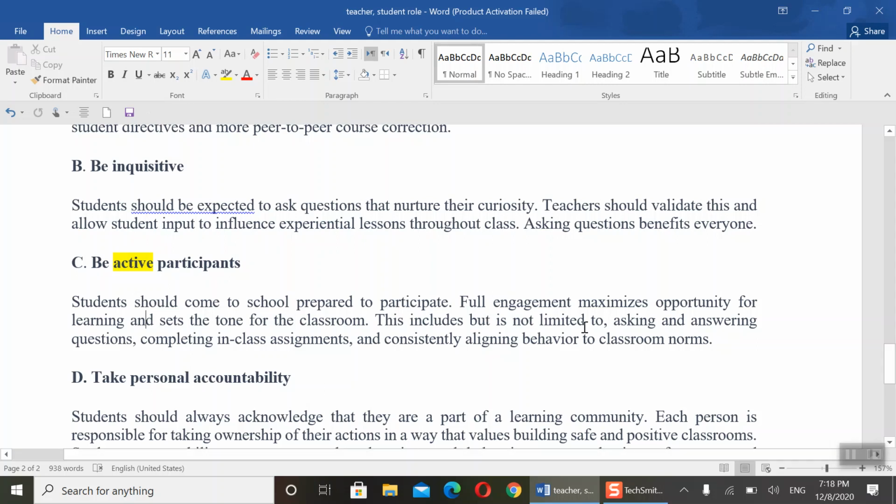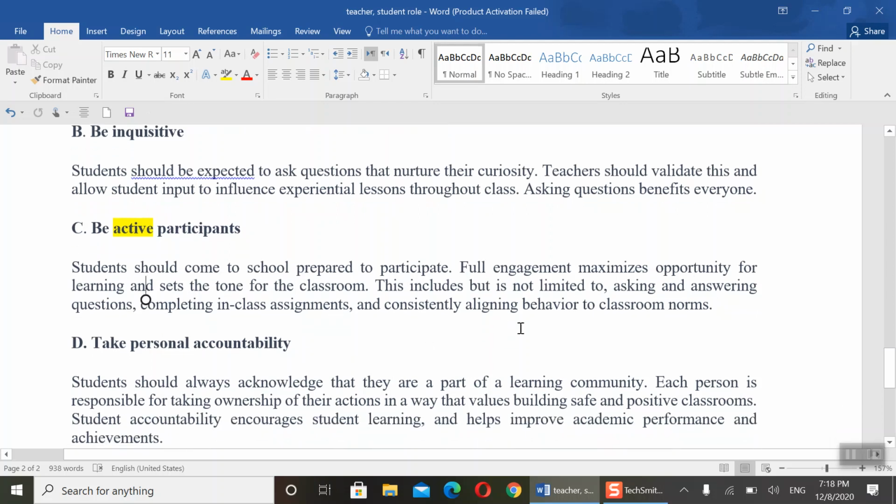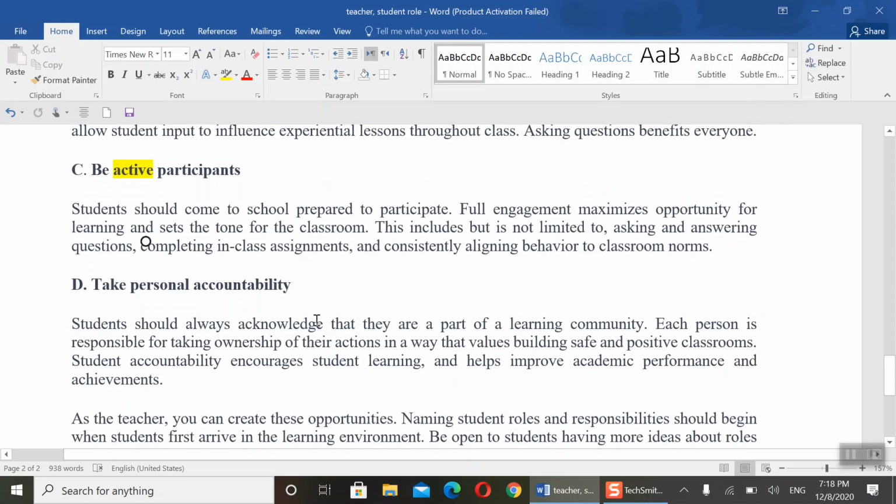Okay? Full engagement maximizes opportunity, chance for learning, and sets the tone for a classroom. Okay, this includes, but is not limited to, asking, answering, completing in-class assignments, aligning behavior, etc. Take personal accountability. Okay, students should always acknowledge that they are part of learning. Now you are part of learning, so your students will be part of a learning community. Each person is responsible for taking ownership of their action in a way that values, etc.